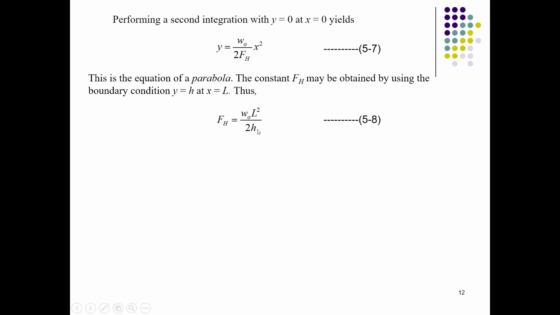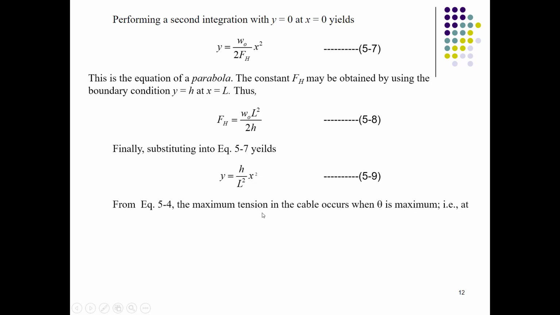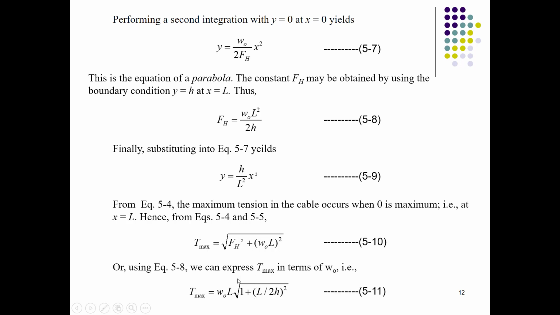Substituting this value into equation 5.7, we have y equals h over L square into x square. The maximum tension occurs when theta is maximum, at x equals L. So from equations 5.4 and 5.5 we compute T max: it would be W naught L, with the value of fh and W naught L square. Computing fh in equation 5.8 gives the T max value, because the maximum is where theta is maximum, around the support. If we take x equals L, we reach the other support, the B support, and we have the maximum value of tension.